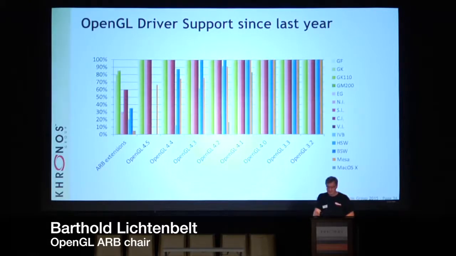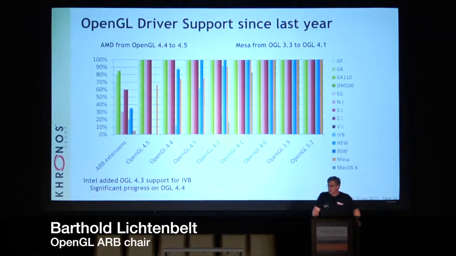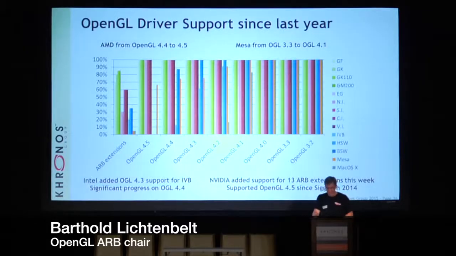Over the last year, this is kind of what happened. So AMD increased the support from OpenGL 4.4 to 4.5. Mesa made a big jump, went from 3.3 to 4.1. It was really cool to see that. Intel added OpenGL 4.3 support and is making good headway in 4.4. And then NVIDIA has been supporting 4.5 since SIGGRAPH last year and announced support for the 13 new ARB extensions this week.